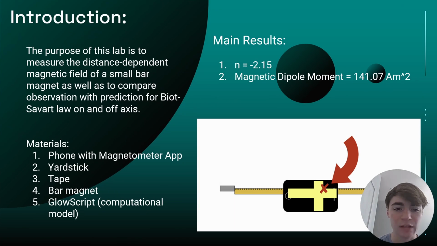The purpose of this lab is to measure the distance-dependent magnetic field of a small bar magnet, as well as compare the observation with prediction for Biot-Savart law of on and off-axis magnetic dipole fields. The materials for this lab are a phone with magnetometer app, yardstick, tape, bar magnet, and then GlowScript as our computational model. The main results for this lab were that we found n to be negative 2.15 and the magnetic dipole moment to be 141.07 amperes squared.